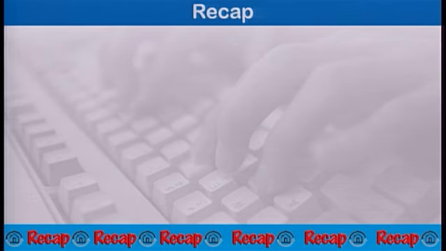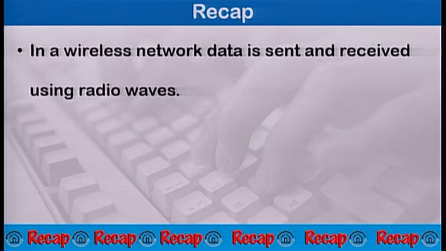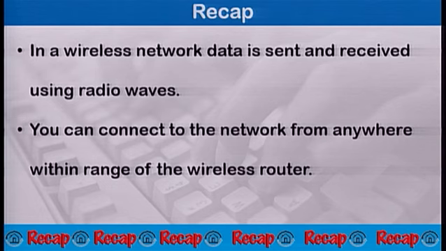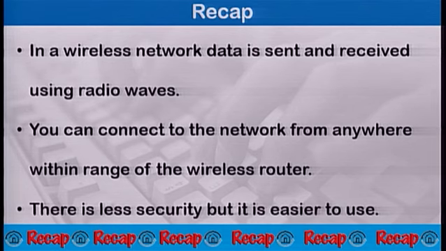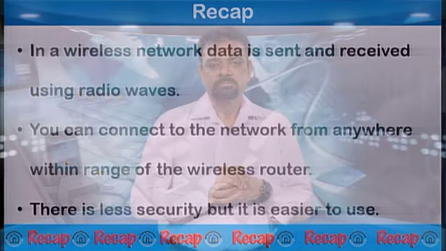In a wireless network, data is sent and received using radio waves. You can connect to the network from anywhere within range of the wireless router. There is less security, but it is easier to use. The recap brings us to the end of today's lesson on cable-based and wireless networks.